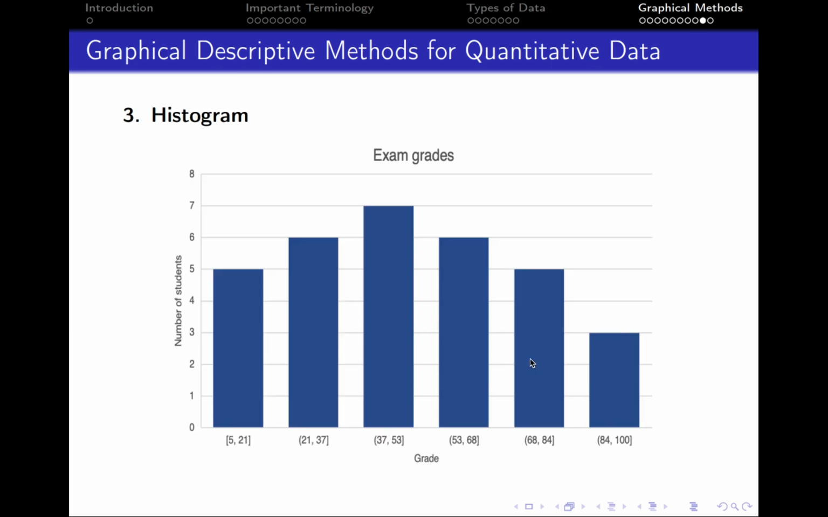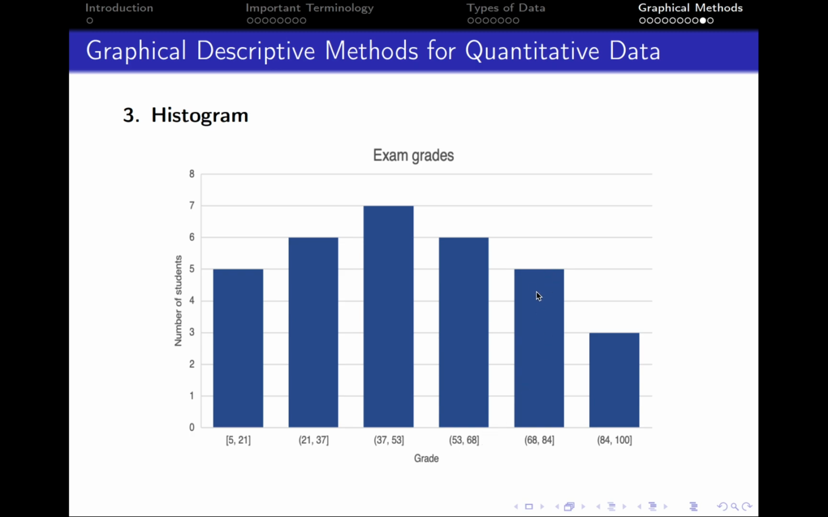Another way to present data is using histogram. So as you can see, this is also presented in terms of bars, but let's see what's happening there. So on the vertical axis, we've got number of students, and the horizontal axis, we've got grades. So from the first bar, we get that 5 students got a grade between 5 and 21. From the second bar, we get that 6 students got a grade from 21 till 37. From the third bar, we get that 7 students got a grade from 37 till 53. From the fourth bar, we get that 6 students got a grade from 53 till 68.